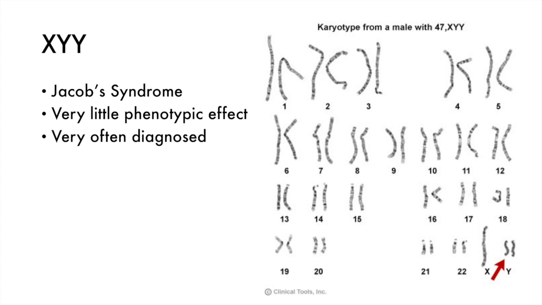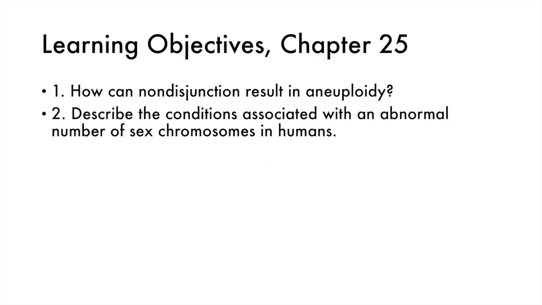So that is the last of these different aneuploid conditions with the sex chromosomes that I want to tell you about in our chapter on chromosomes. In our next chapter, we're going to talk about the structure of DNA. So that will be chapter 26.